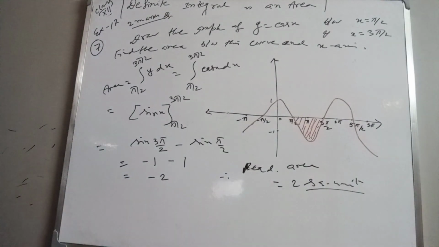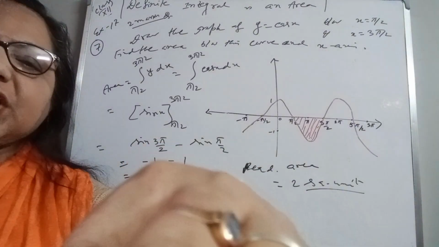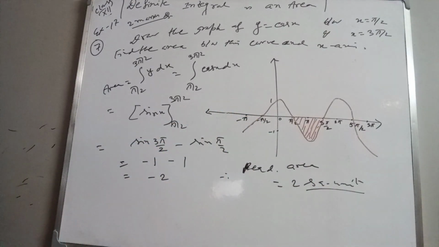Okay, next sum. Next one sum is there, that is really a very big sum. I think I have to start with a new video. The sum is: using integration, find the area of the triangle PQR where the vertices are this and this. Okay.